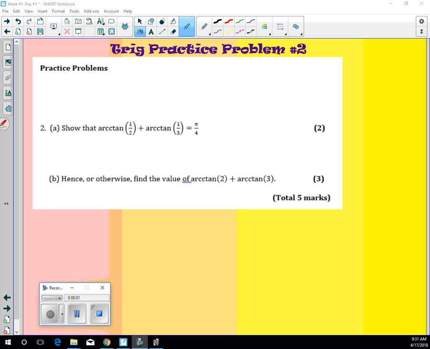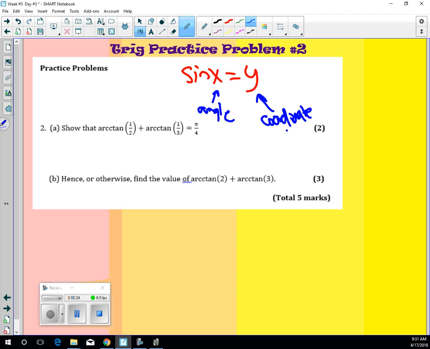Right, so before we get started, let me go through some basics. Sine of x equals y. Now, what next to sine does this represent? It's the angle or the arc length. Okay, what's this? It's the coordinate or the ratio. Okay, sine of x, for example, sine of pi over 6 is 1/2. So 1/2 is the ratio, pi over 6 is the angle.